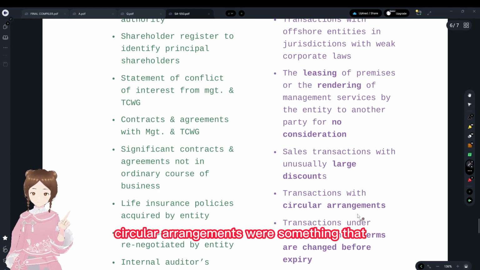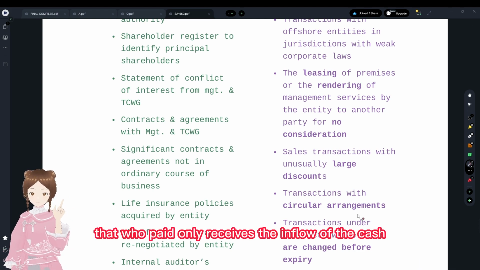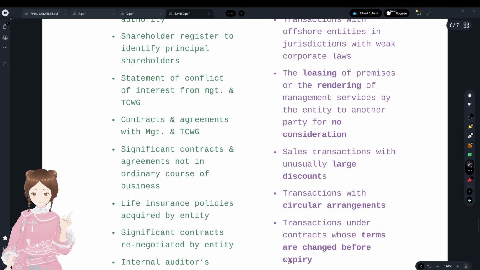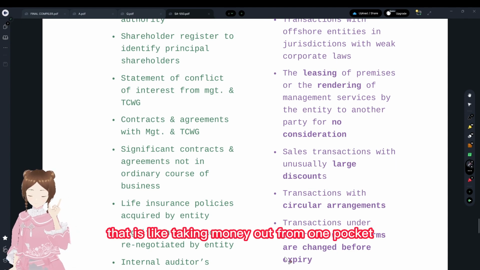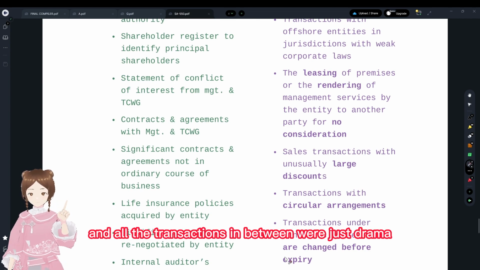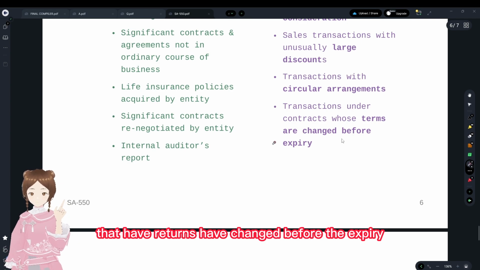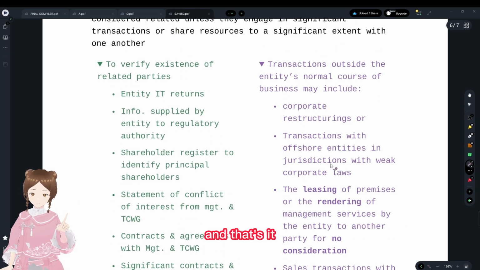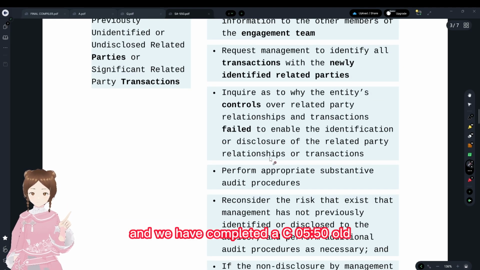Circular arrangements are a series of transactions where the one who paid only receives the inflow of the cash, that is, the one who had paid. That is like taking money out from one pocket and putting it into another pocket. That's it. And all the transactions in between were just drama. And the transactions under contracts whose terms have been changed before the expiry. These were all the transactions. And we have completed SA 550 also.